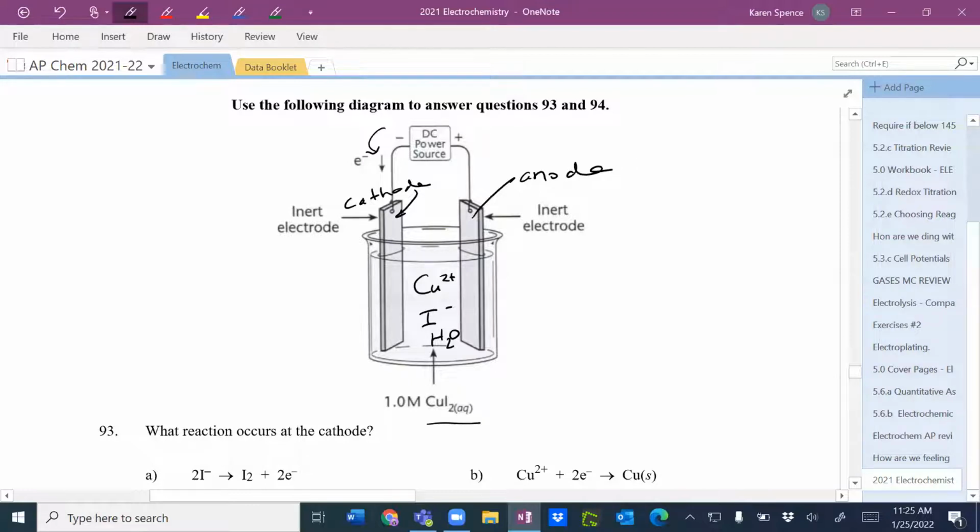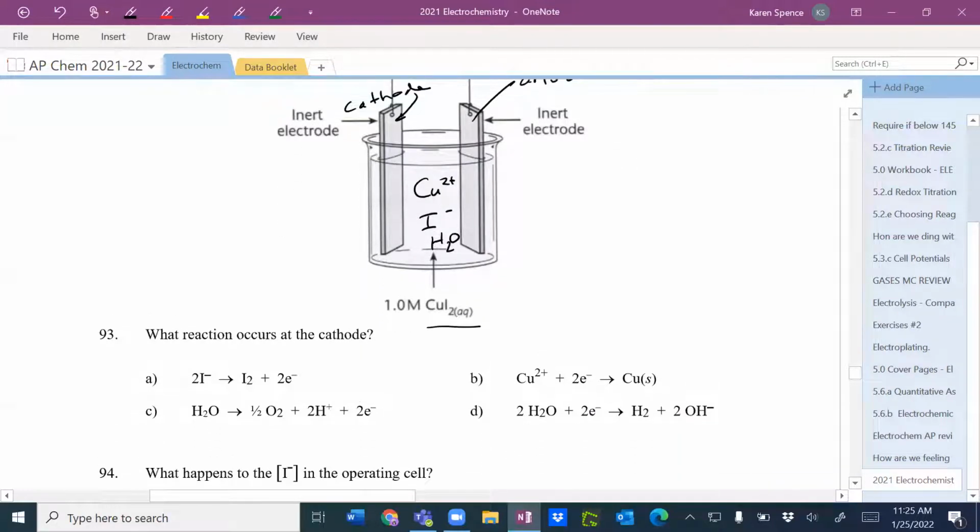Which reaction occurs at the cathode? So we need something that can be reduced, because reduction always takes place at the cathode. C-A-R-E-D, or both consonants. There we go. Okay. So something that can be reduced at the cathode. Well, always water, if it's there, is an option. Cu2 plus can get reduced to Cu0.